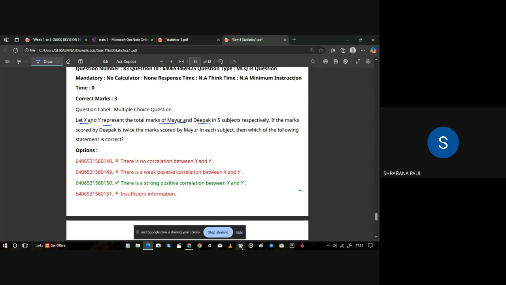If the marks scored by Deepak are twice the marks scored by Mayur, say Deepak is twice of Mayur, and if Mayur's marks increase, then Deepak's marks also increase, right? If Mayur's marks decrease, Deepak's marks decrease, right? So it's simple. See the equation. So we can conclude there is a strong positive correlation between them. So this option is right.